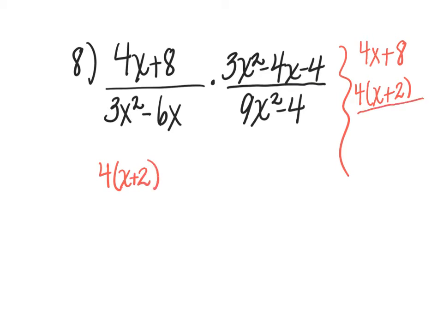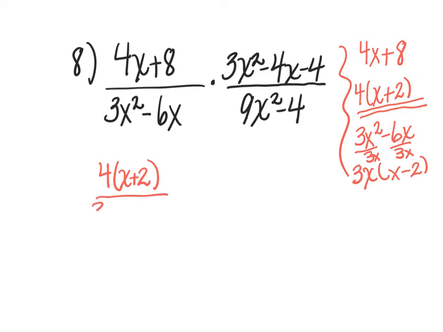Now I'll look at the denominator. So it's 3x² - 6x, right? 2 terms, not difference of squares. It's going to be a GCF factoring. So what do they share? Look at the numbers first. The 3 and the 6 would share a 3 in common, and they share 1x in common. So when I divide each of these by 3x, that leaves me with x - 2. So I have 3x times (x - 2). All right, so I'm halfway done.